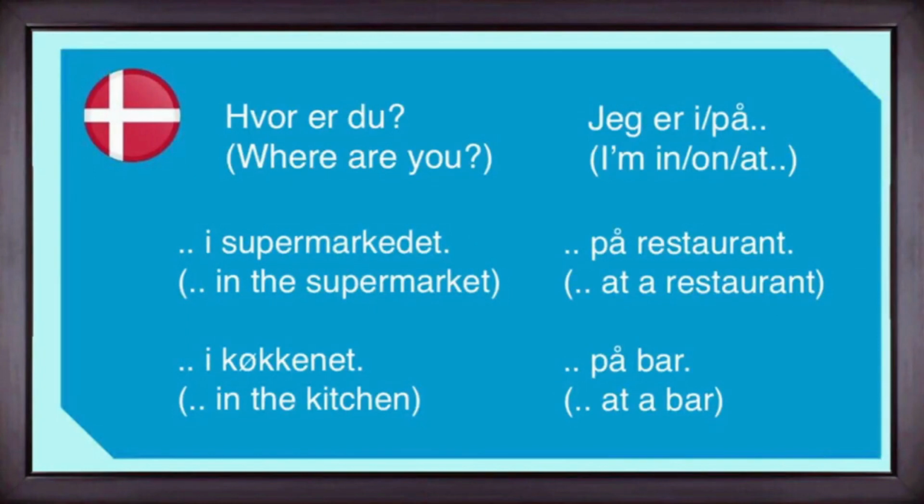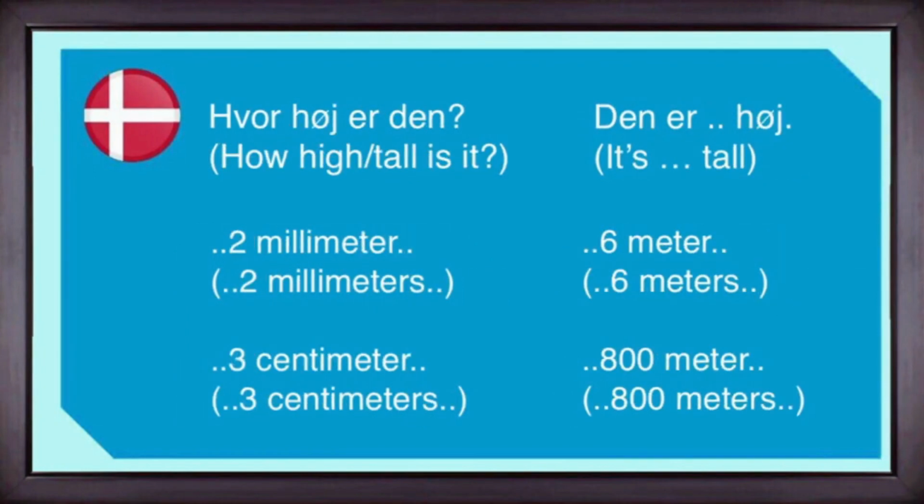Alright, let's move on. Hvor høj er den? How high or tall is it? In Danish, we don't distinguish between high and tall. We just have one word. Høj. Hvor høj er den? Den er høj. So, how tall is it?